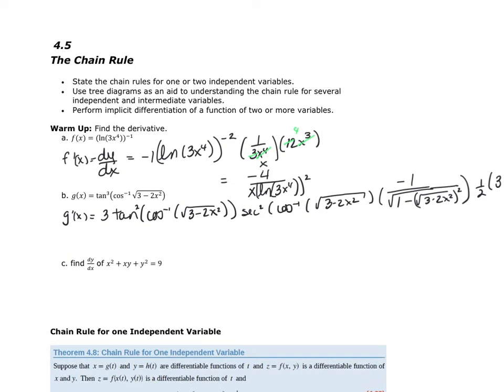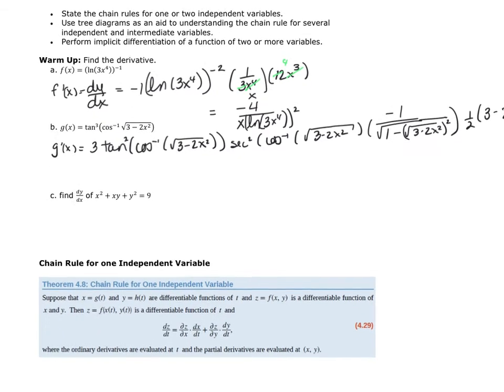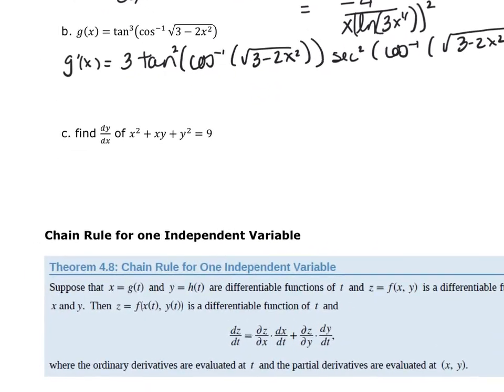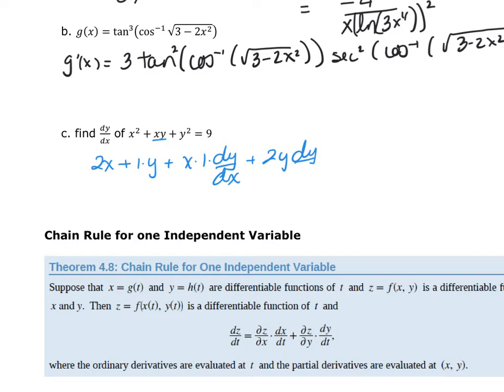The next one is going to be implicit differentiation, but it's not as long as the last one. So let's go ahead and do implicit, because I can't solve for y by itself. So I'm going to do the implicit differentiation, which gives me 2x plus, and then I have to use the product rule here. So it'll be 1 times y plus x times 1 times dy dx. And then I'm going to do the derivative of y, so it's 2y dy dx is equal to 0.